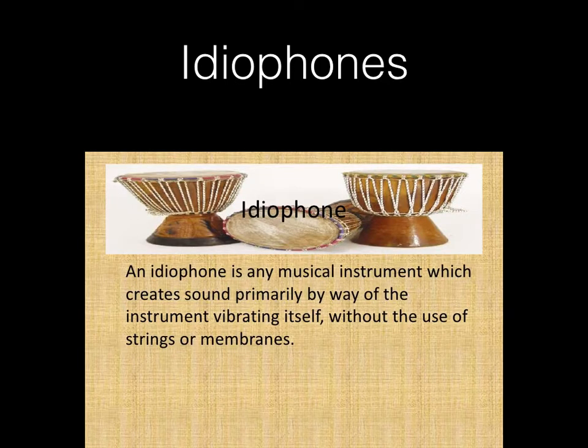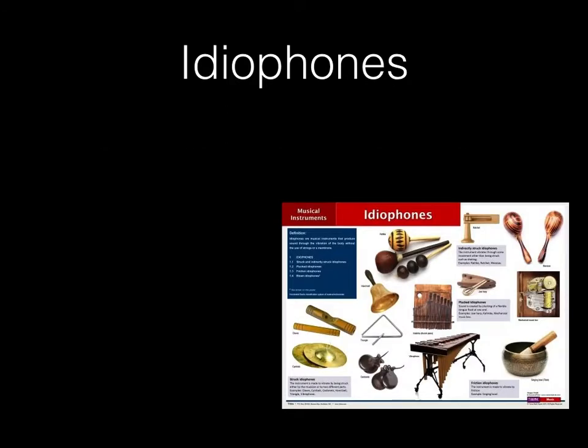So now let's talk about different instrument types. The first one is the idiophone, and the idiophone is any musical instrument which creates sound primarily by the vibrating of the instrument itself, without the use of strings or membranes or something like that. So if we look at idiophones, you have things like bells and maracas, and xylophones and cymbals.